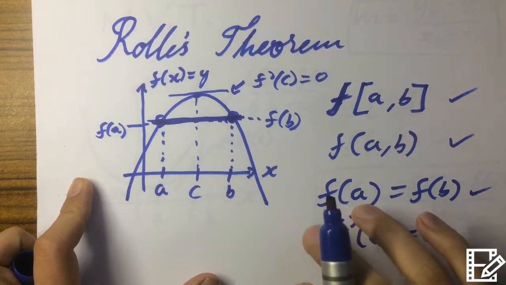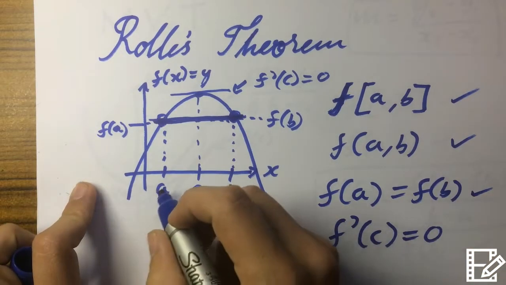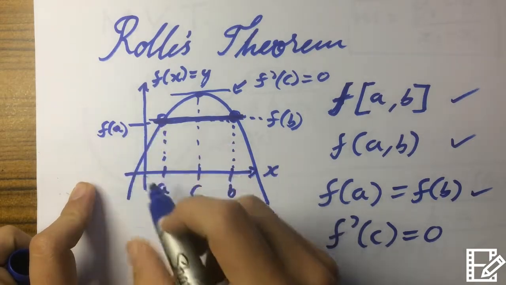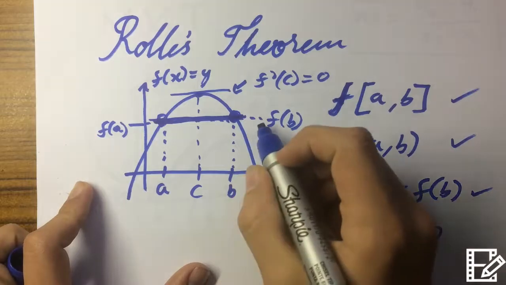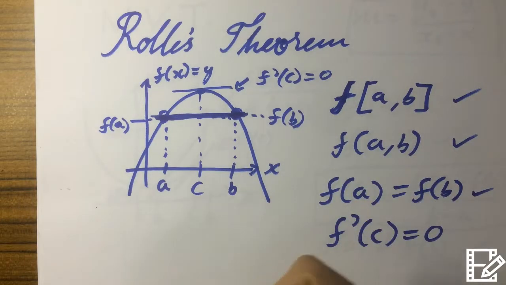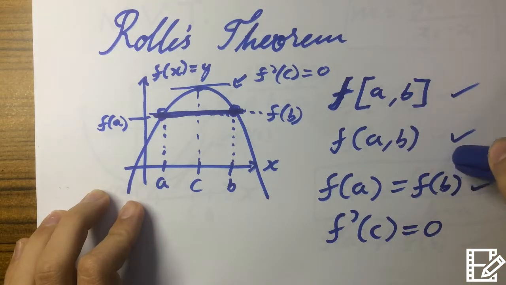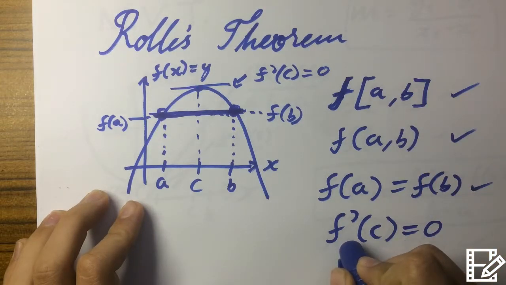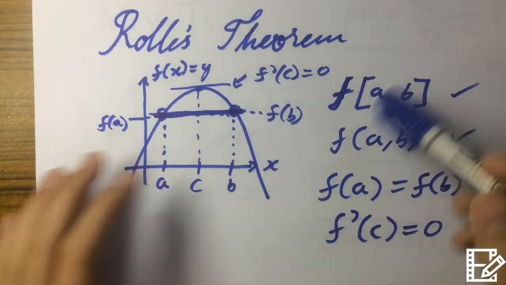And the third is if f of a equals f of b, which means when you sub this point a into the function, it equals the same as when you sub this point b into the function. And when those three apply, when those three are working, then the derivative of c equals 0. Now let me explain how that works.